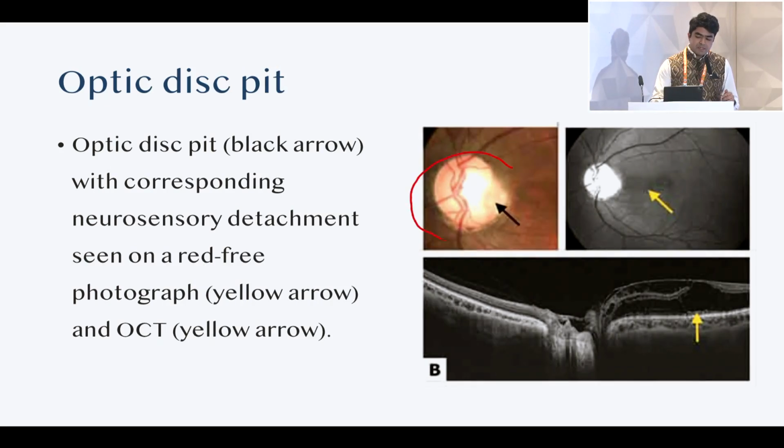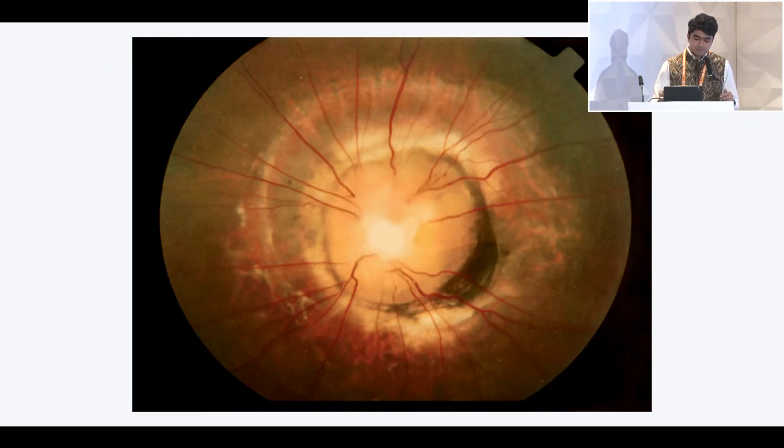But what if it presented as something like this? Something that is obscuring our vision, something that is not very clear, shown with the black arrow over here. It corresponds to a small area of neurosensory detachment, extending towards the margin of the optic disc, with accumulation of subretinal fluid. This would differentiate it for us, whereas the fundus photo or the clinical examination might keep us in some doubt. The OCT over here helps us in differentiating these features.